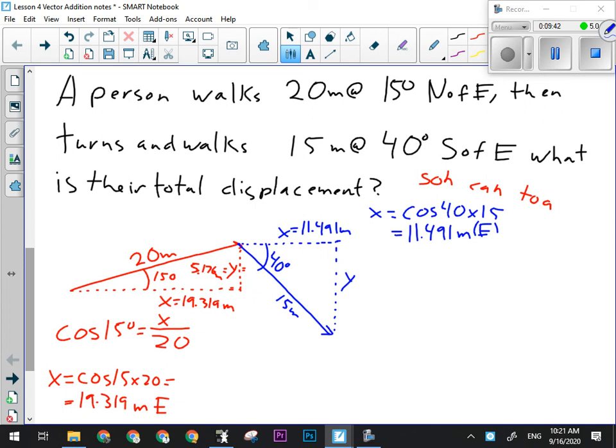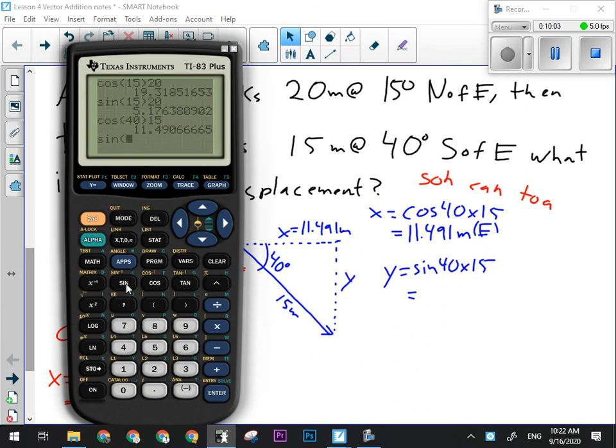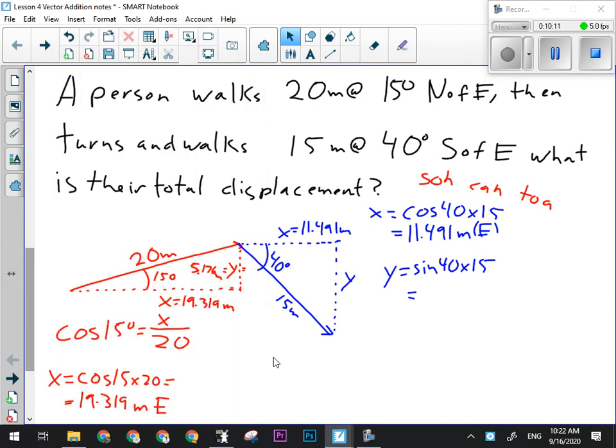Okay, and then what trig function will I use to find y, which is now the opposite side? I have hypotenuse, and I'm looking for opposite, sine. So y will be the sine of 40 times 15, 9.642. And that's south.